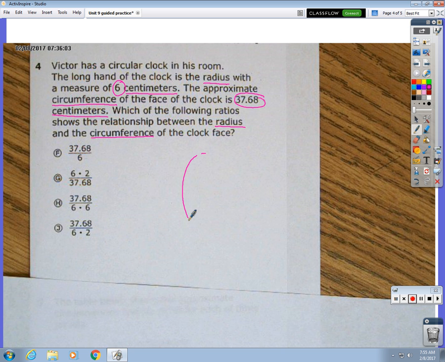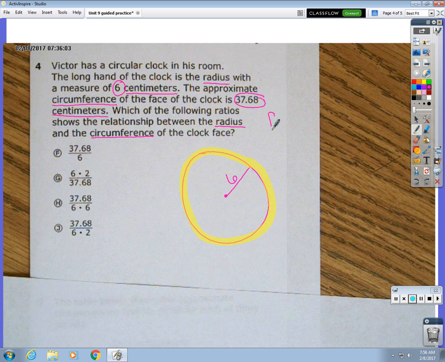So we have a clock, and we know that the long hand, so that would be the radius, is 6 centimeters. And then we also know that the circumference of the clock is 37.68. And remember, circumference is the distance around the outside edge of a circle. It's a type of perimeter. And we need to know how to find the circumference if we're given the radius.